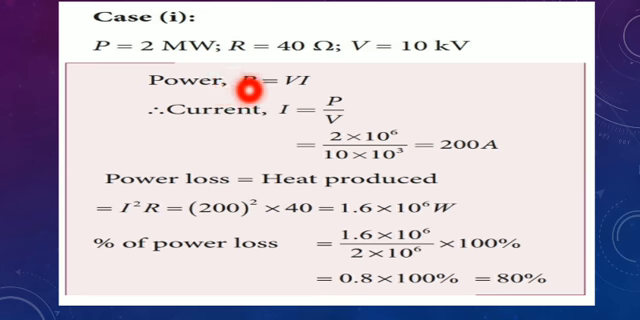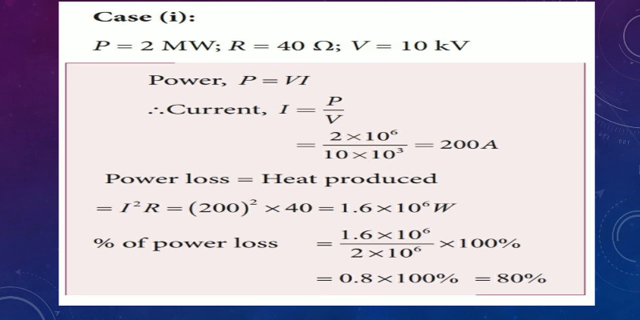The power is equal to V into I, voltage into current. So therefore the current is P divided by V. P is power, 2 into 10 power 6, divided by V. V is 10 kilowatt. Kilo means 10 power 3. So 2 divided by 10 into 10 power 3. Here 10 power 3 goes to this side, 10 power minus 3. So what will come? 10 power 6, 10 power minus 3, 10 power 3 it will come.